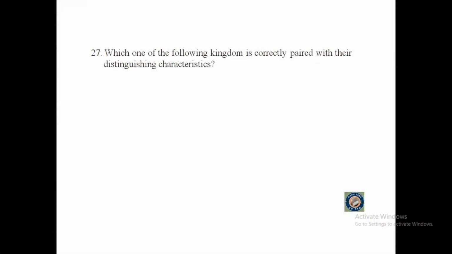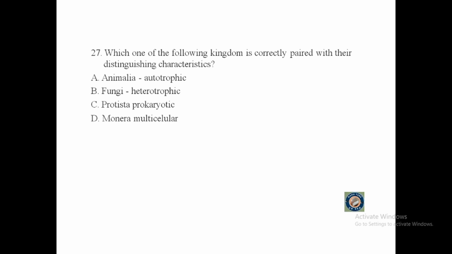Question number 27. Which one of the following kingdoms is correctly paired with its distinguishing characteristic? A. Animalia, autotrophic. B. Fungi, heterotrophic. C. Protista, prokaryotic. Or D. Monera, multicellular.